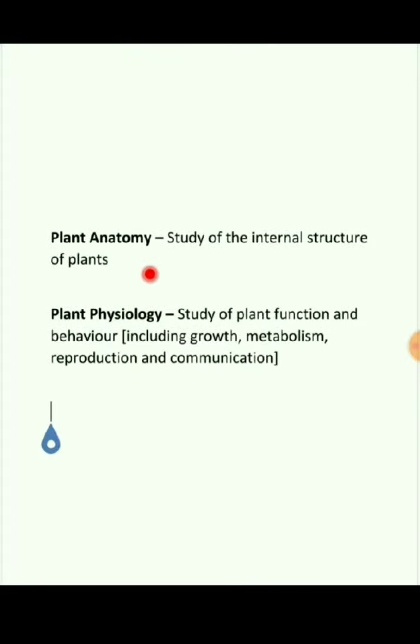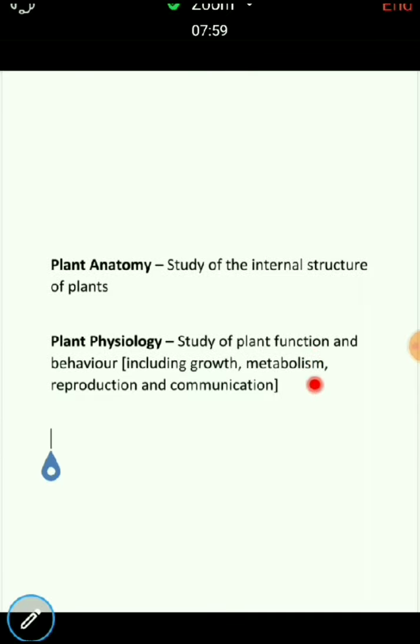First let me say what plant anatomy and plant physiology mean. Plant anatomy is nothing but the study of internal structure of plants, which we'll be learning only through dissection. The next topic is plant physiology. That is the study of plant function and behavior, which includes growth, metabolism, reproduction and communication and so on. We'll be learning about the internal structure of plants along with their function in this lesson.